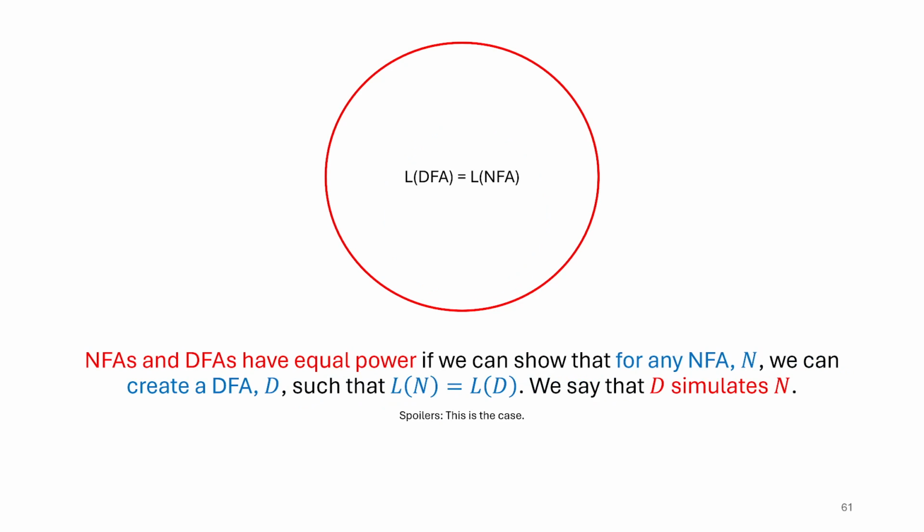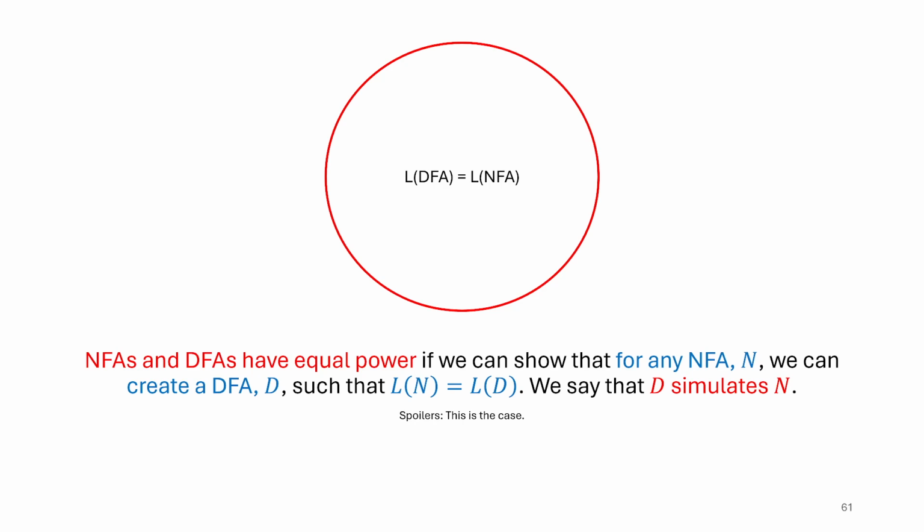That's if we can show that for any NFA, any non-deterministic finite automata, we can create a corresponding DFA such that they have the same language. Then we will say that we've shown that D simulates N. We say that the deterministic finite automata that we created, D, simulates the non-deterministic finite automata, N. Now remember, the non-deterministic one has the extra powers. It can use epsilon transitions, 0 or more transitions. The DFA is more restricted.